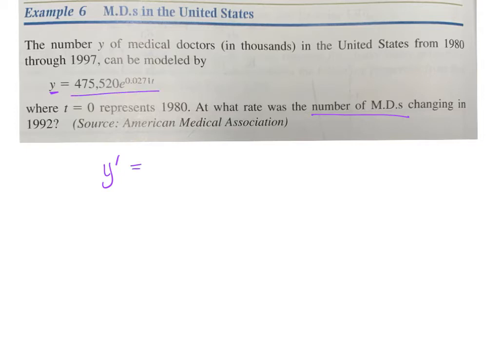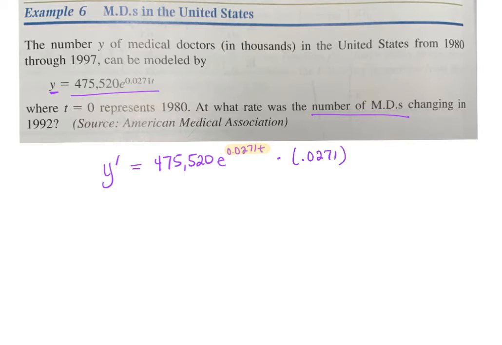This is simply e to a power. It has a coefficient, but that's okay. The coefficient just stays there. So the derivative is going to be 475,520 e to the 0.0271t. Then we take the derivative of the exponent and multiply it by that. The derivative of that exponent is just the coefficient, so times 0.0271.